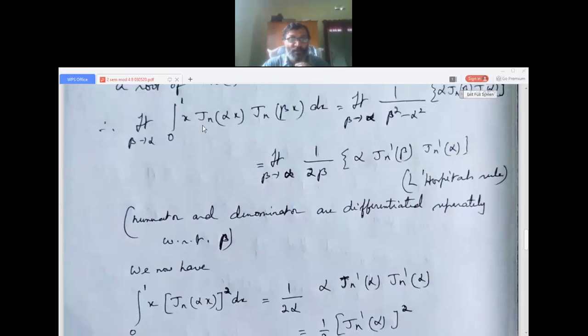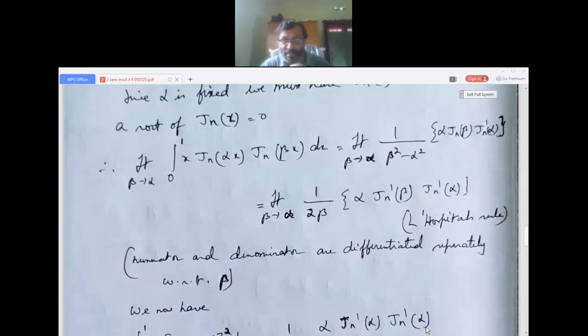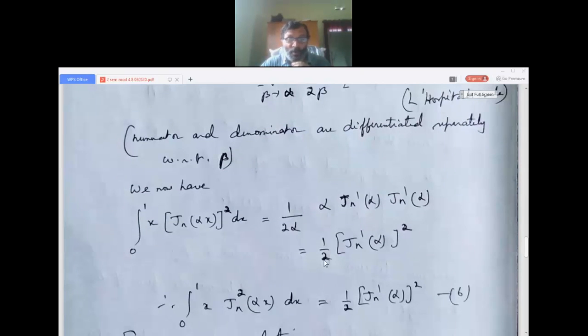That means here alpha equals beta, because beta tends to alpha. So the integral of x into Jn of alpha x squared dx is equal to, beta becomes alpha, so 1 by 2 alpha, Jn dash of alpha into Jn dash of alpha. So what we get here, 1 by 2 alpha cancels, Jn dash of alpha whole squared, 1 by 2 Jn dash of alpha whole squared.